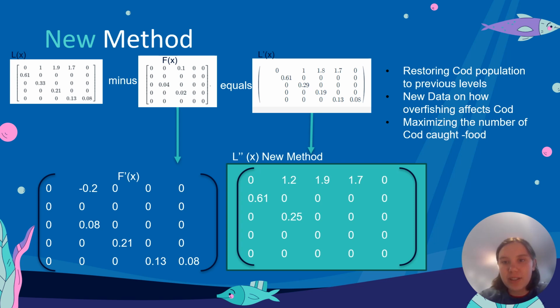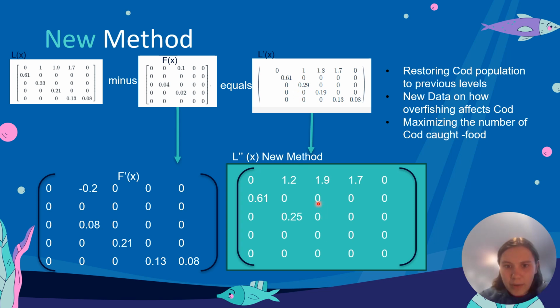So if we take a look, I just did some matrix algebra. This was how we created the L prime / new technology method. And then for my method, I just altered F to create F prime. And this is my new method right here. And then as a reminder, F does not actually change the cod. We have to subtract F from L. So I subtracted my F prime from L to get L prime prime, which is the new method.